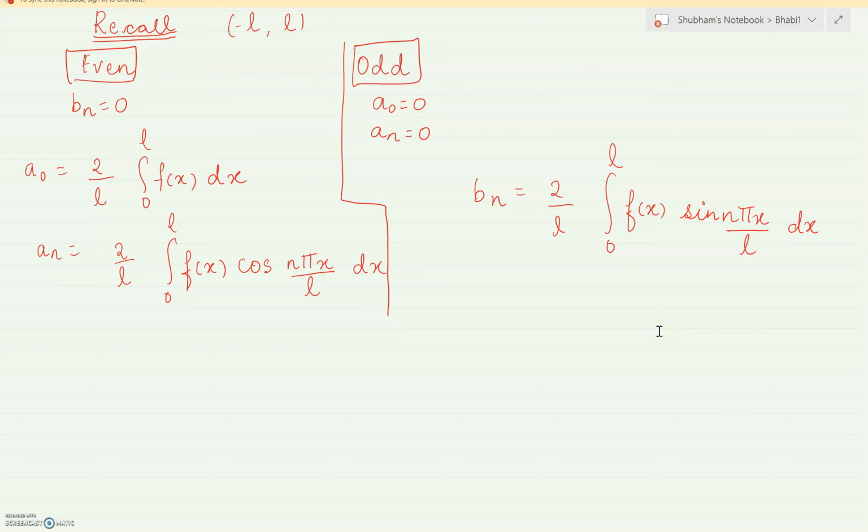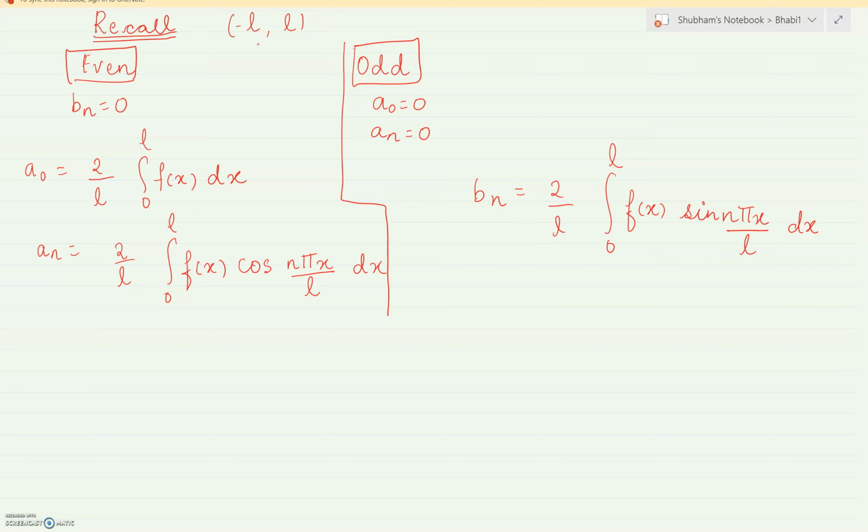Hello everyone. Today we are going to take a case of Fourier series where the range is minus L to L. Before I start with this minus L to L, let me take some recall part that we have already done in the earlier lectures. Whenever the series range is minus pi to pi or minus L to L, first thing we check is whether the series is even or odd.